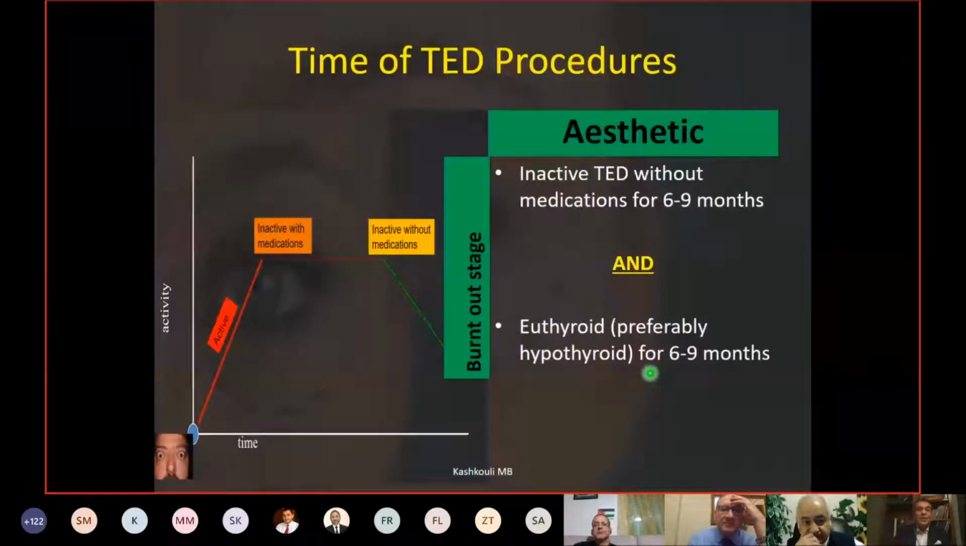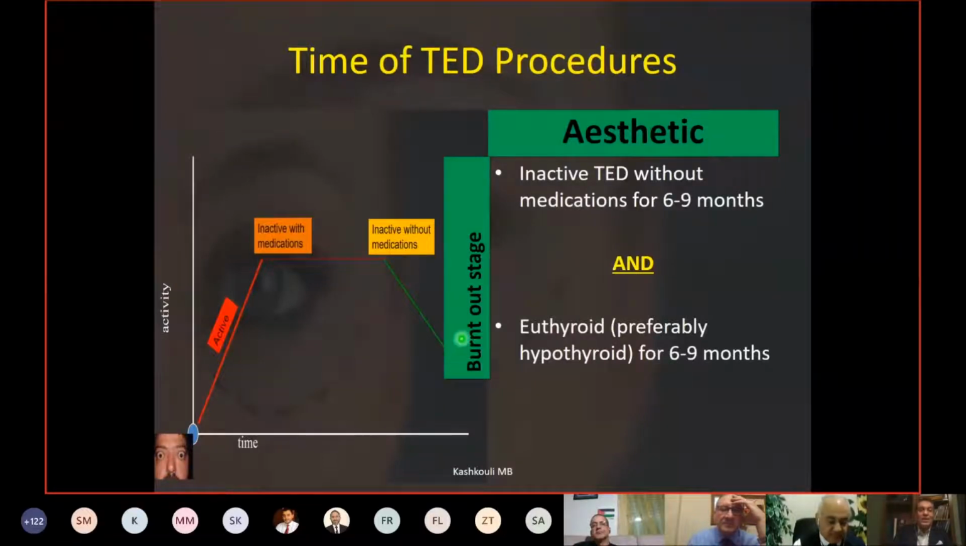How about aesthetic or cosmetic procedures? This is a totally different issue. We need to have our patients in the burnt out stage. What is the definition of burnt out? To me, it is when the patient is having inactive thyroid eye disease without medication. The patient shouldn't be taking any immunosuppression for 6 to 9 months and should have a euthyroid state, not continuously changing the medication.